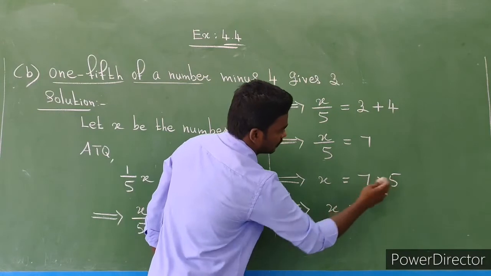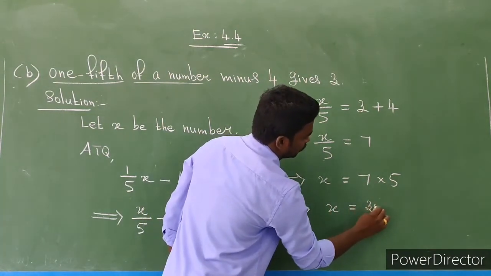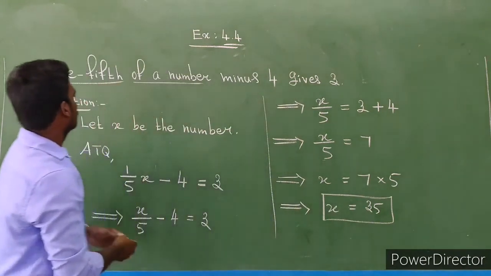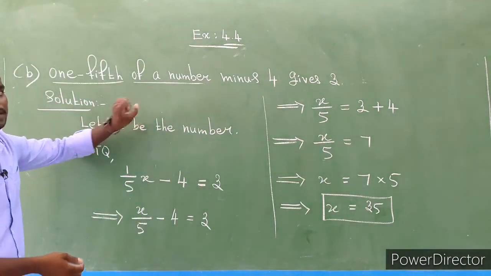x is equal to 7 5s are 35. So the value of x is equal to 35. Therefore the number is, what is that? 35.